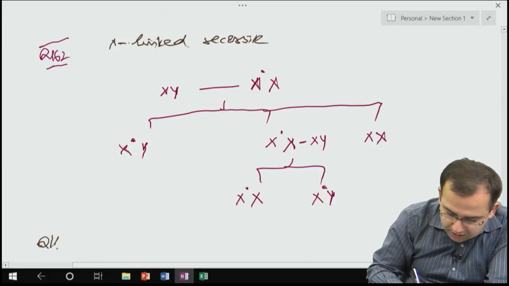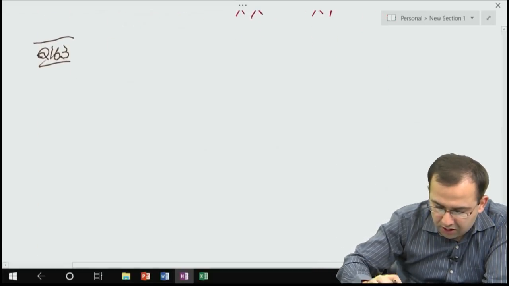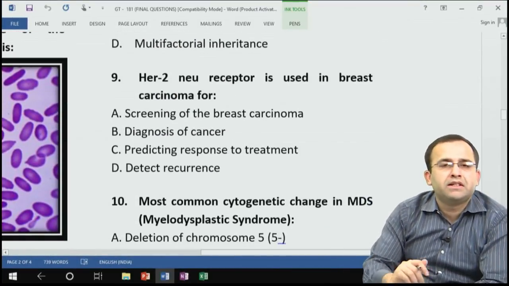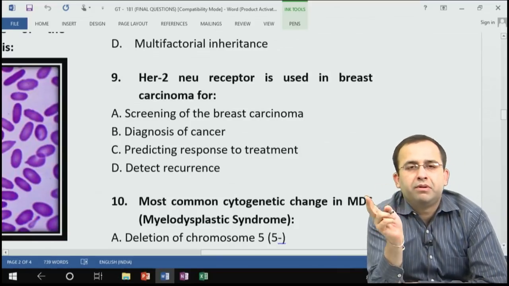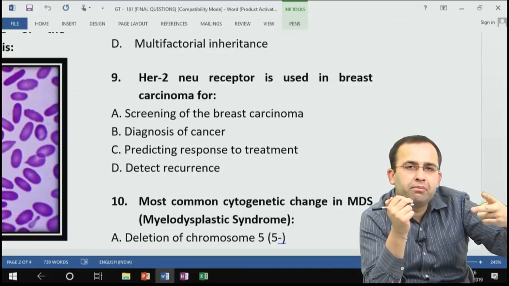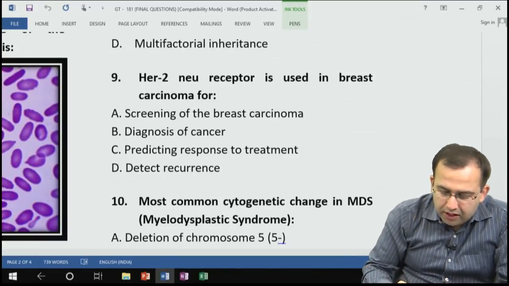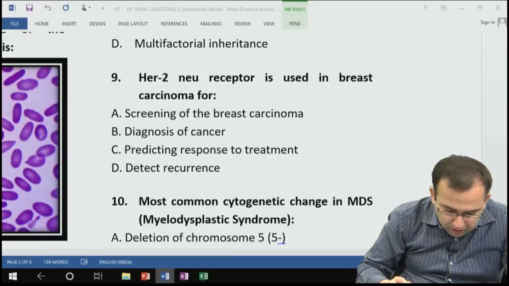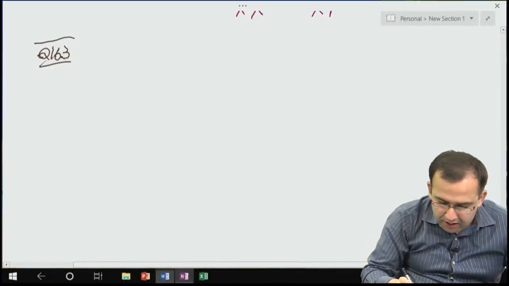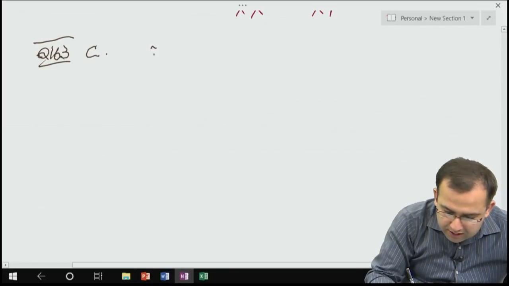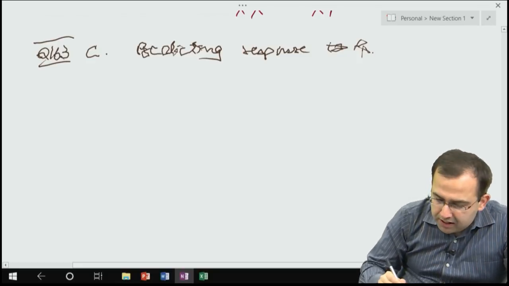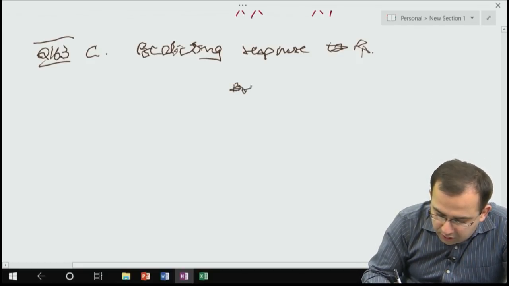Next point, this gets us to the next question, that is question 163. Now, HER2 new receptor in breast cancer. You very well know the IHC classification of breast cancer. We divide IHC into three types, ER, PR, HER2 new. HER2 new receptor, it is used for predicting the response to therapy. That is question 163. The answer is C, that is predicting the response to therapy.